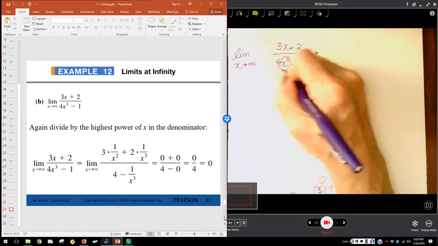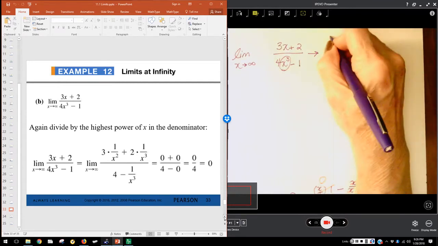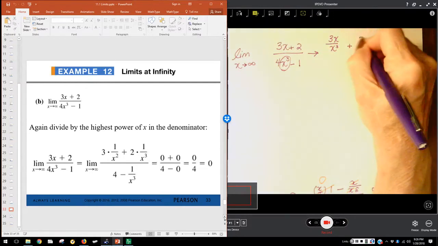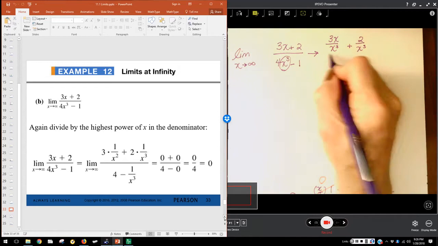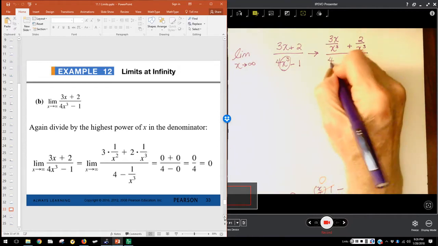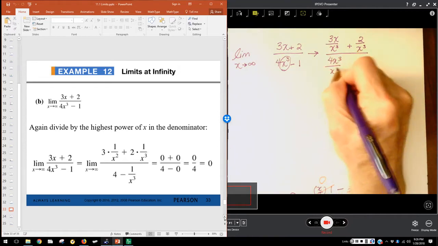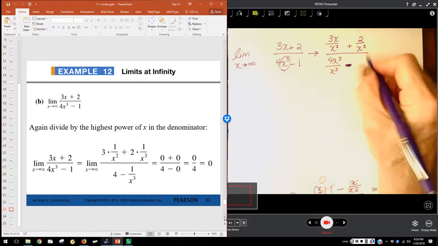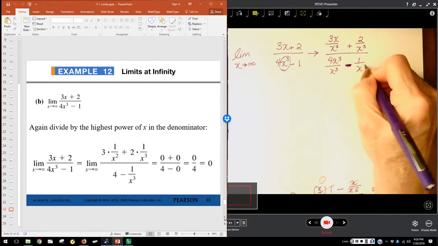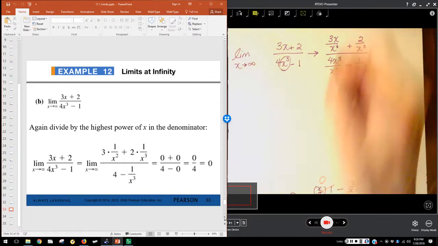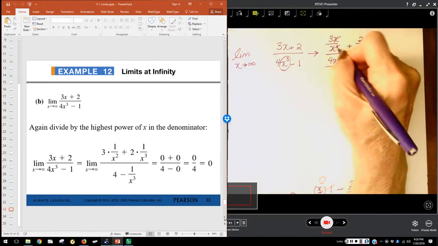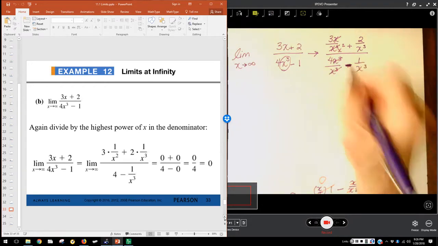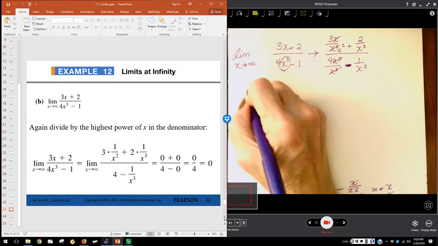X cubed is the highest power in the denominator, so we're going to take 3x divided by x cubed. We're going to take plus 2 and divide it by x cubed. We're going to take 4x cubed and divide it by x cubed. And we're going to take, I'm sorry, that's supposed to be minus, not that it's going to matter, 1 over x cubed. So what happens here is x takes away one of those and leaves us with x squared in the denominator. And x cubed cancels out in the first term in the denominator.